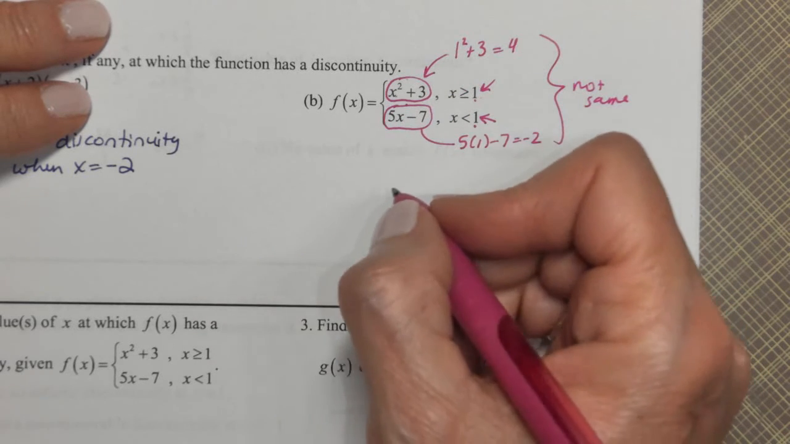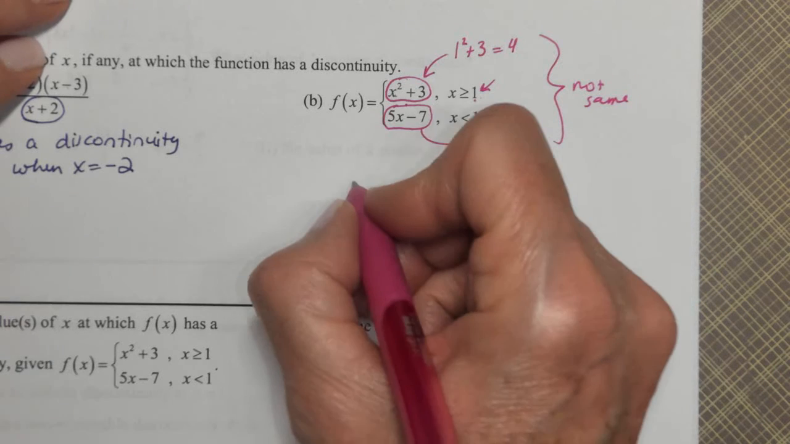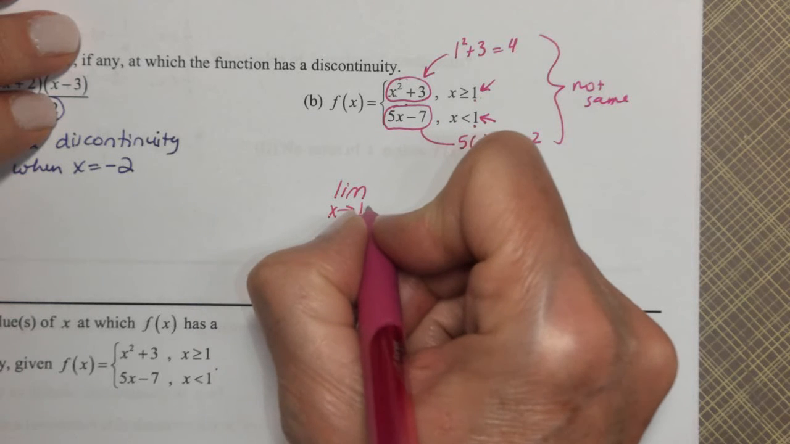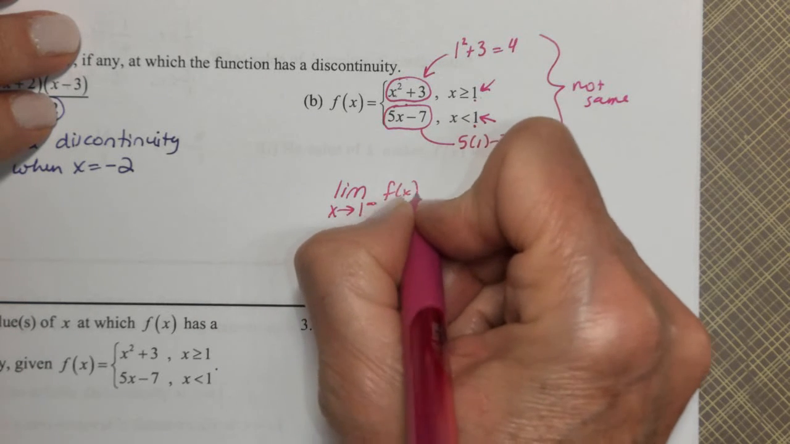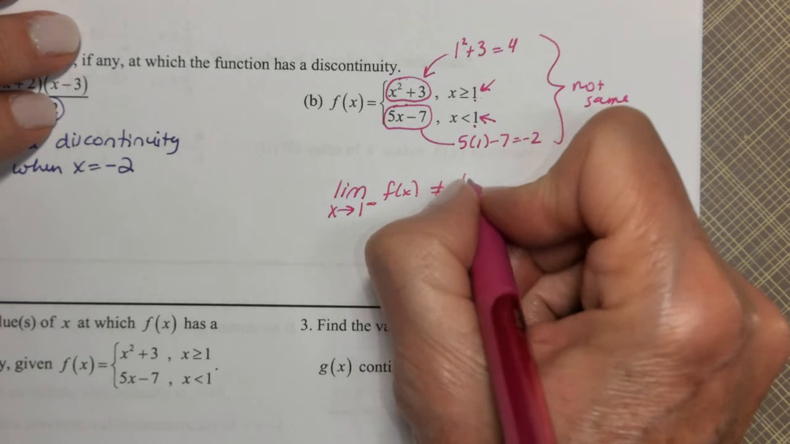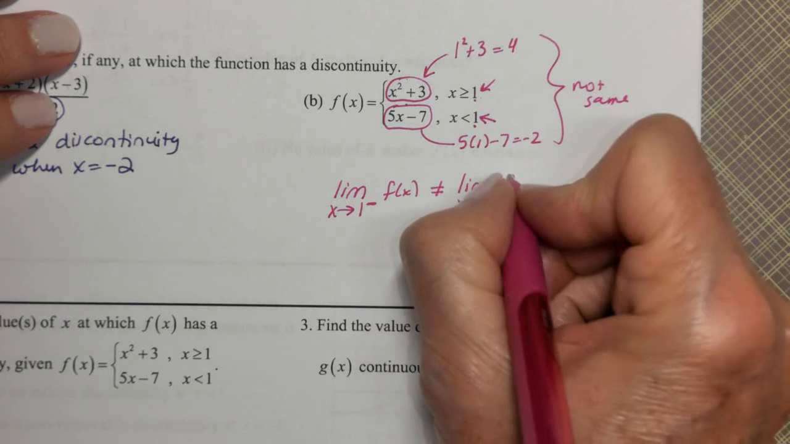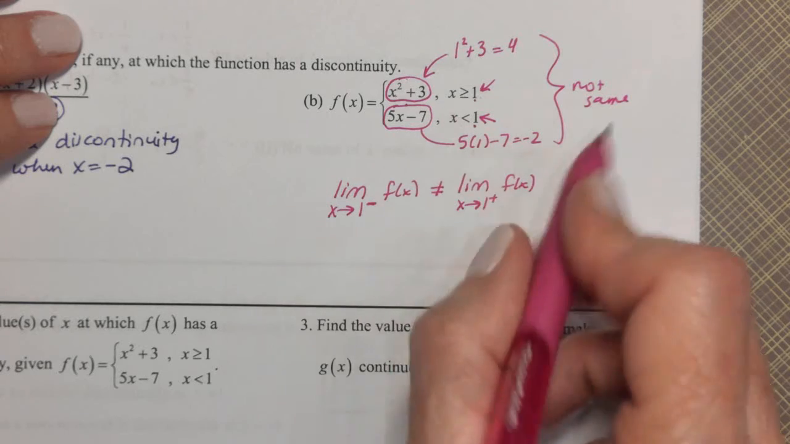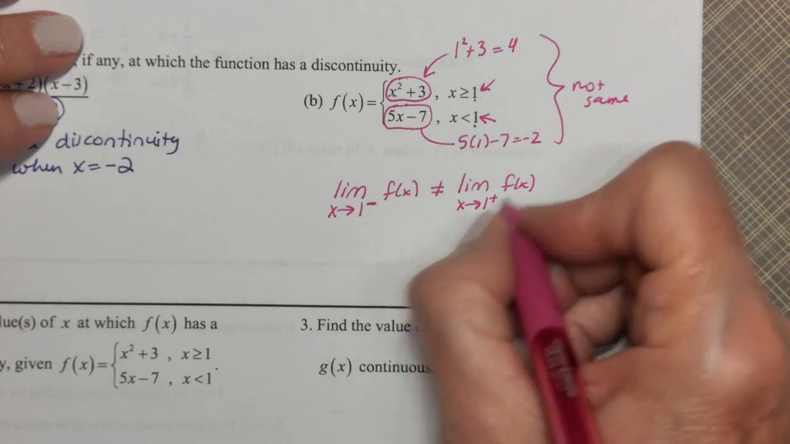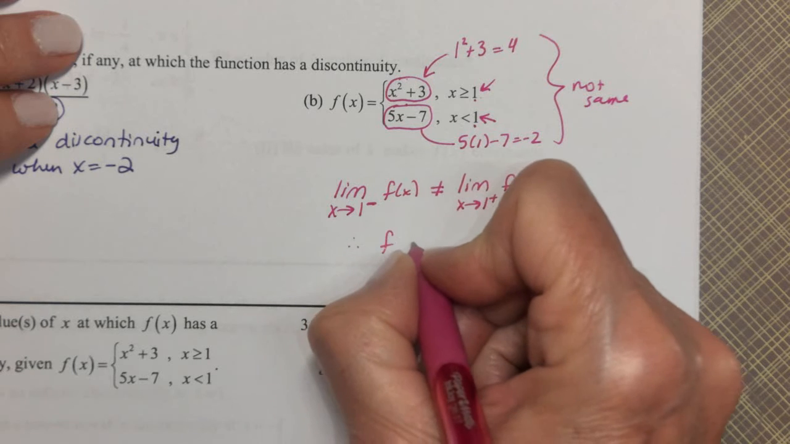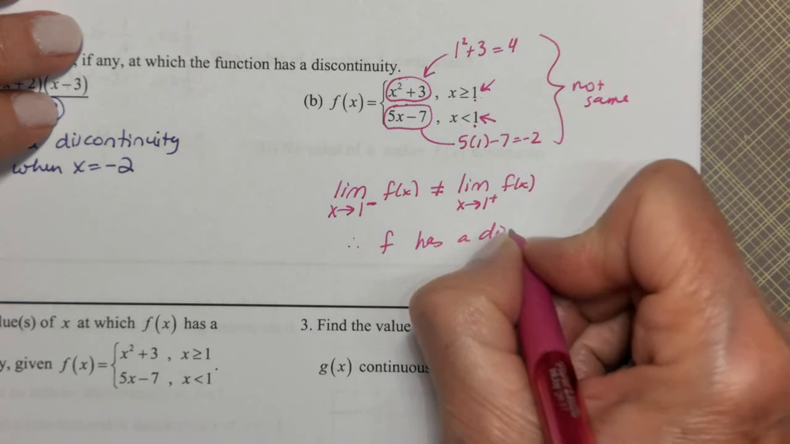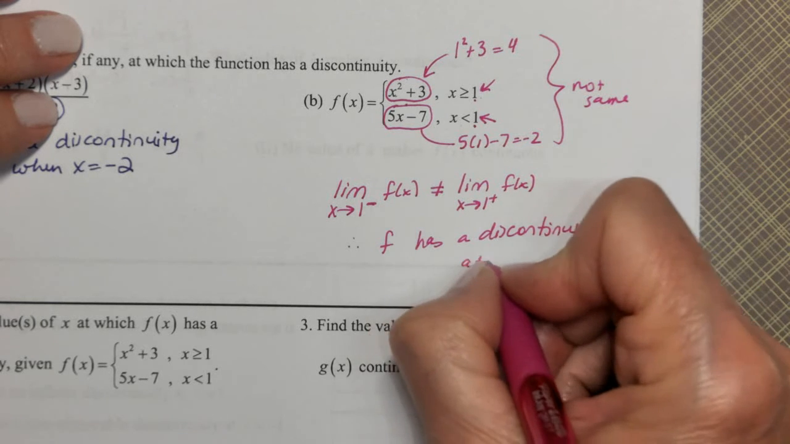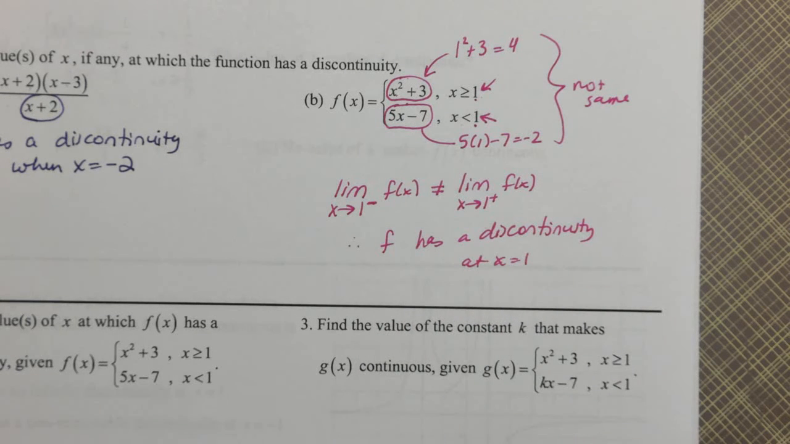And if we wanted to justify, it doesn't say to justify, it just says to find. But if we wanted to justify, I would say the limit as x approaches 1 from the left of f of x is not equal to the limit as x approaches 1 from the right of f of x. This is from the left, this is from the right. They're not the same. So therefore, f has a discontinuity. It's a jump discontinuity at x is equal to 1. Okay?